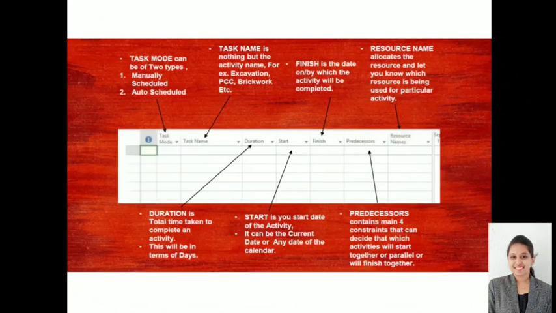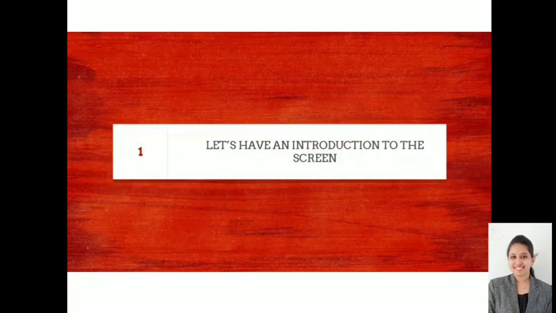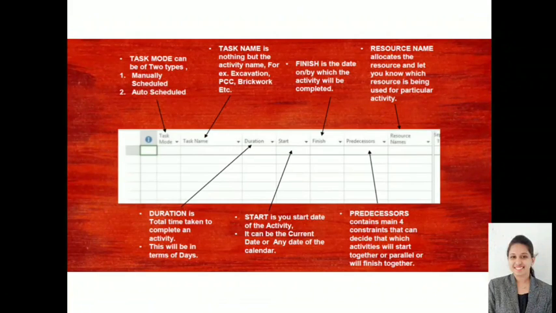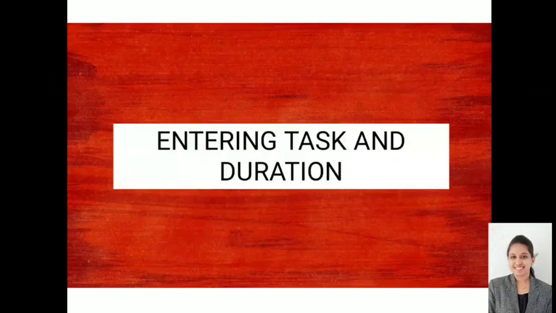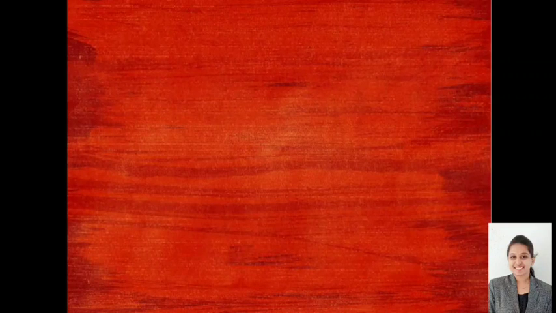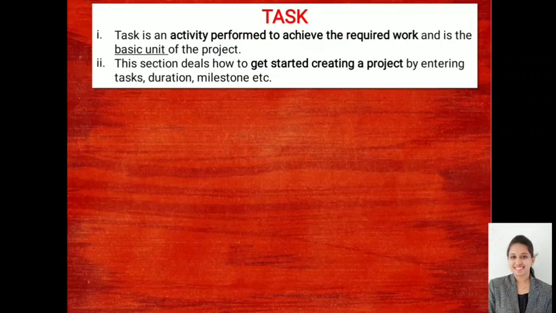So first let us have an introduction to the screen. This one is called your home screen. Soon when you open your Microsoft Project software and open the blank file, you will be able to see the screen. So here you'll have the task mode, the task name, the duration, start, finish, predecessor, and resources. Okay, so why I'm introducing the screen beforehand is that today in detail you will be learning about the screen and the different parameters. So first we'll see what you mean by a task.